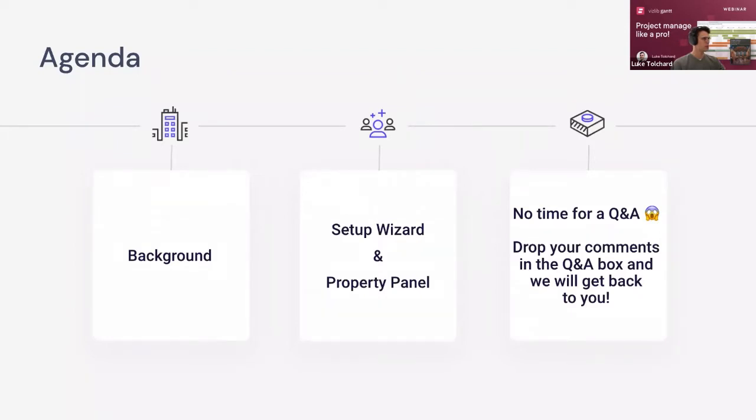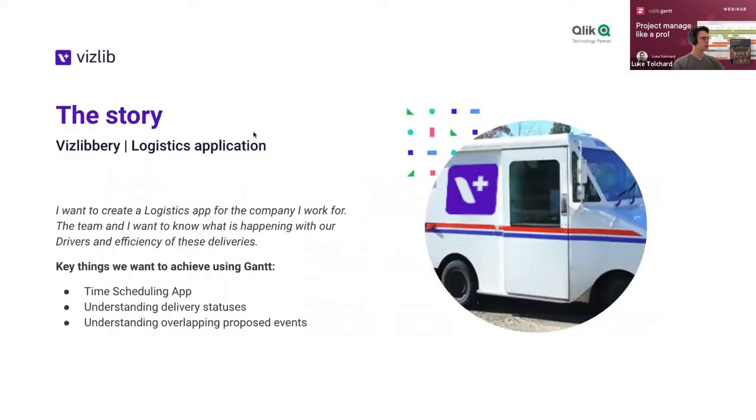But first off, I have a question for you. I'm going to launch this poll. You guys should be able to see it. So how many times a week do you access a Qlik sheet that has a Vizlib Gantt on it? I'll keep this poll running for a little bit and I will go on to the next scene.